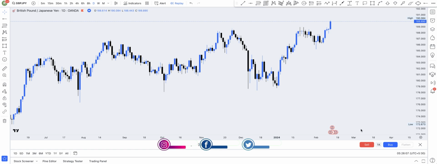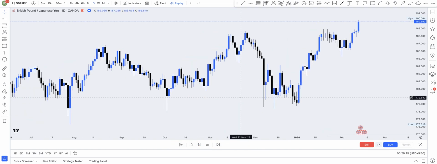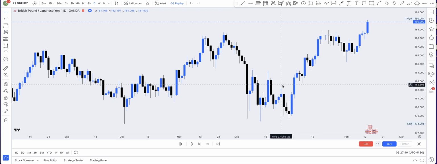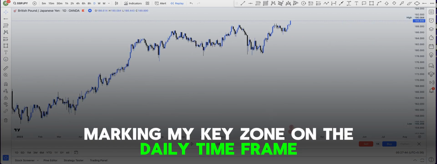Let's continue. So this is a very simple top-down analysis we are going to be doing on Pound JPY, and now we are on a daily time frame. From here, I'm just going to use three time frames: the daily time frame, the 4 hour and the 1 hour. On the daily time frame, I'm going to be marking my key zones.